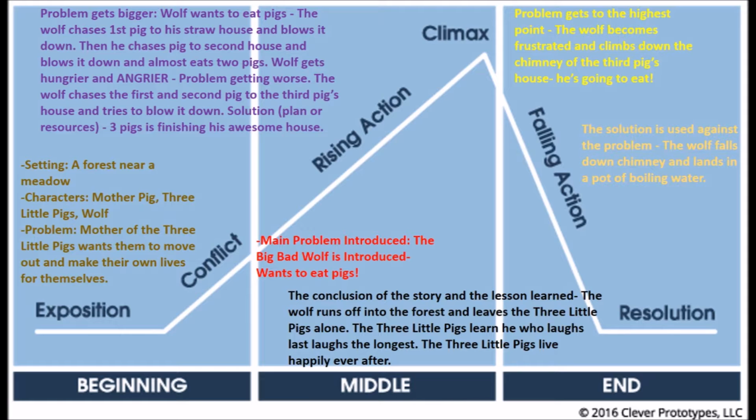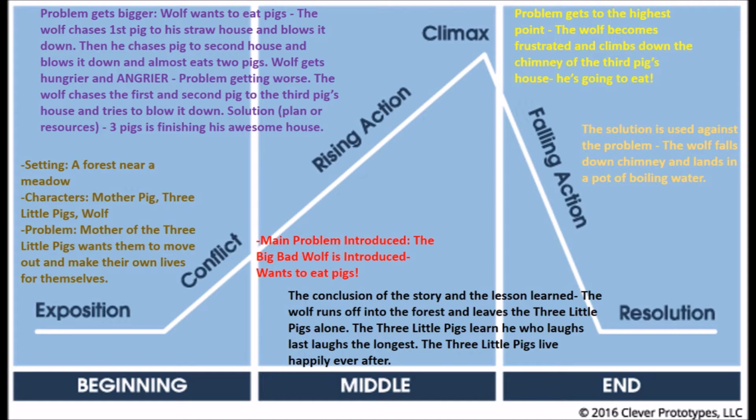The rising action. The problem gets bigger here. Wolf wants to eat pigs. The wolf chases the first pig to his straw house and blows it down. The pig to the second house and blows it down and almost eats two pigs. Wolf gets hungrier and angrier. The problem gets worse. The wolf chases the first and second pig to the third pig's house and tries to blow it down. The third pig finishes his home and is made out of bricks.